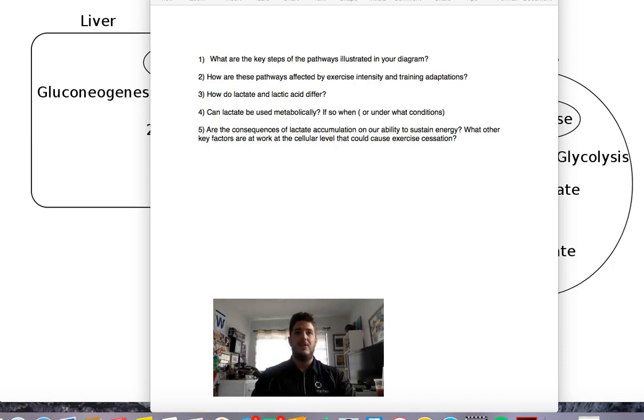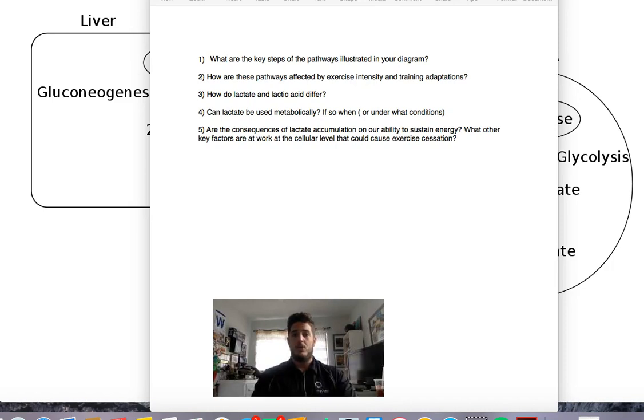Lactate can be cleared by oxidation within the muscle fiber in which it was produced, or it can be transported in the blood to other muscle fibers to be oxidized. Lactate can also be transported in the blood to the liver, where it is converted to glucose. This process is referred to as the Cori cycle, so we're going to go over the Cori cycle today.